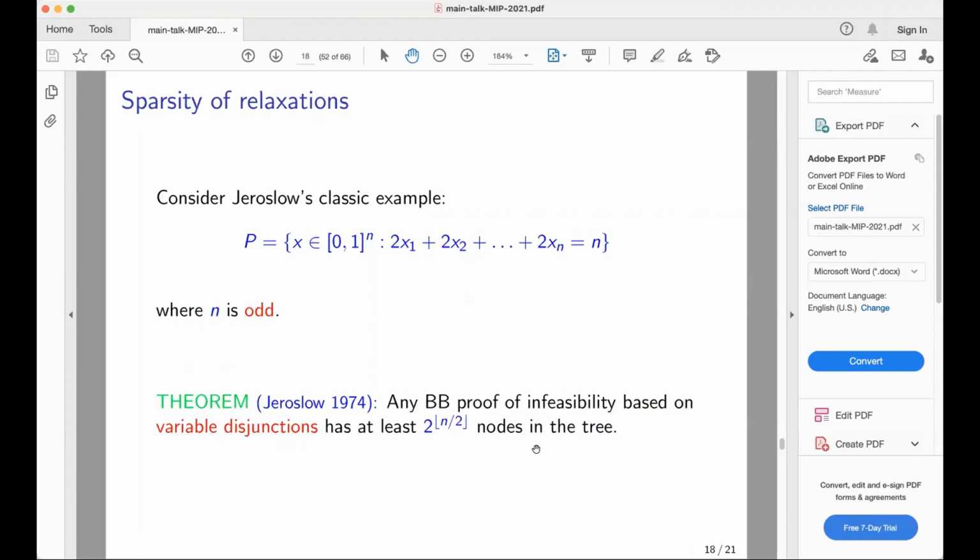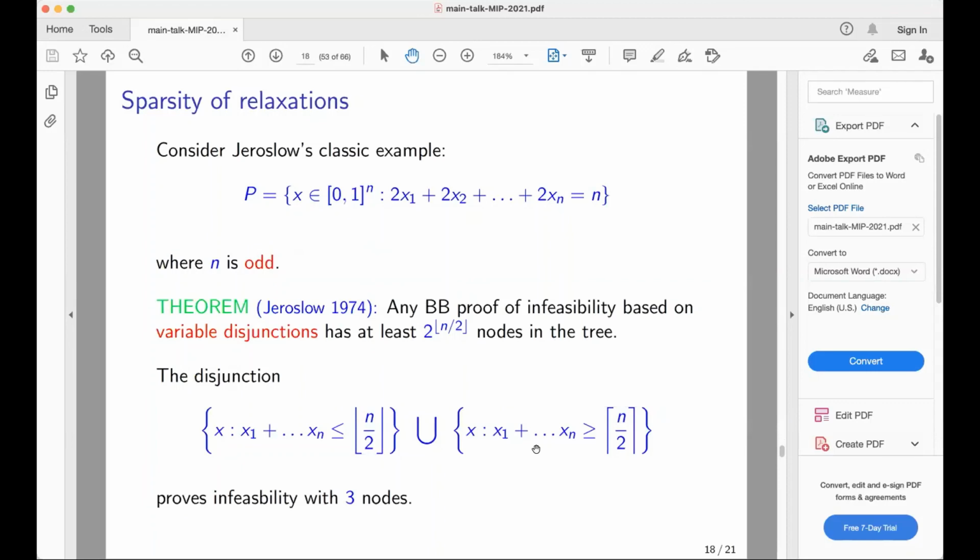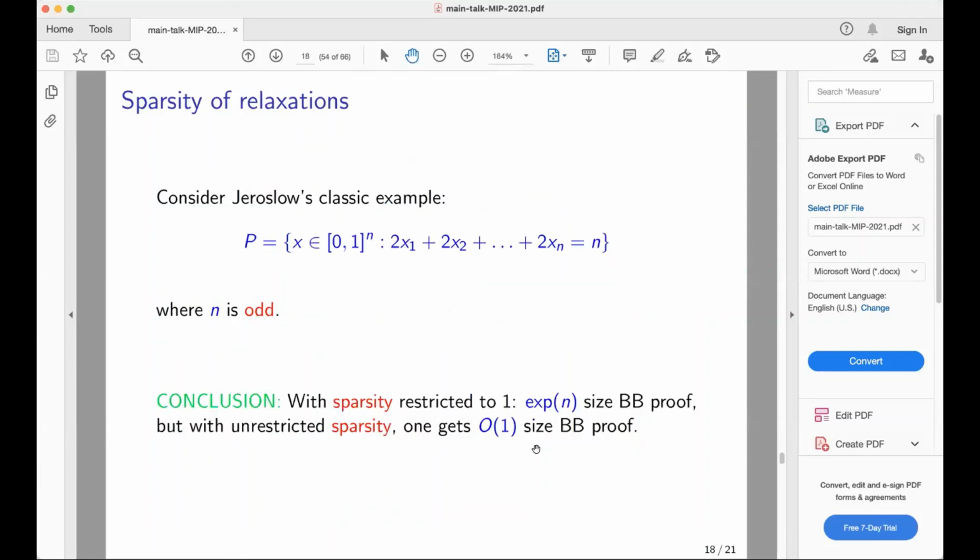But these were branches based on variable disjunctions. Of course, if you allow more general split disjunctions, then one single disjunction is going to solve this problem and show you infeasibility. So clearly, if you allow your disjunctions to have only sparsity 1, so only one of the coefficients can be non-zero in your disjunctions, then the branch and bound algorithm is exponential. Whereas if you have unrestricted sparsity, if you allow all coefficients to be non-zero, then you get constant size proofs.